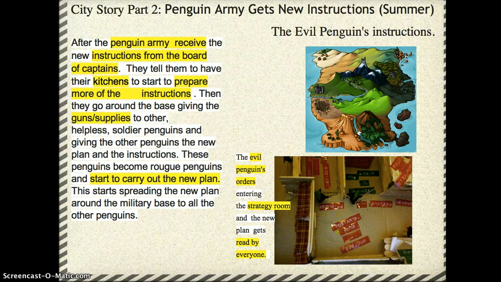Okay, so now that the penguins inside the army base have received the new set of instructions from the board of captains, they tell the kitchens to start to prepare more instructions. Then they go around the base giving the guns and supplies to other penguins, and the new plan is set in action, and they start creating and gathering all the things that they need for the new plan, and then once they're ready, they start spreading the idea around to other bases.